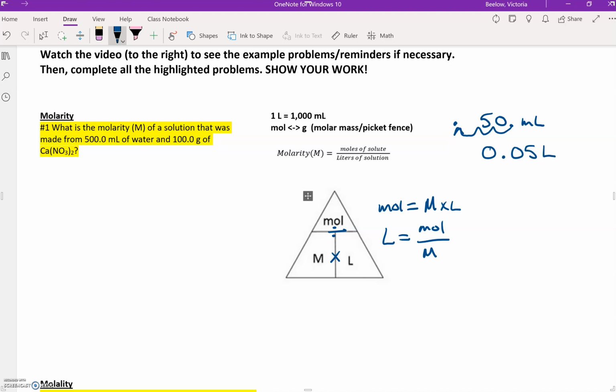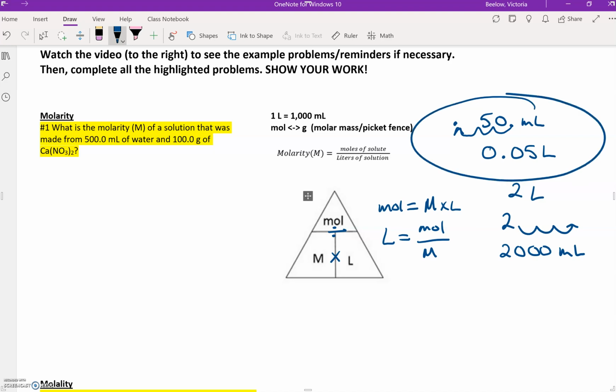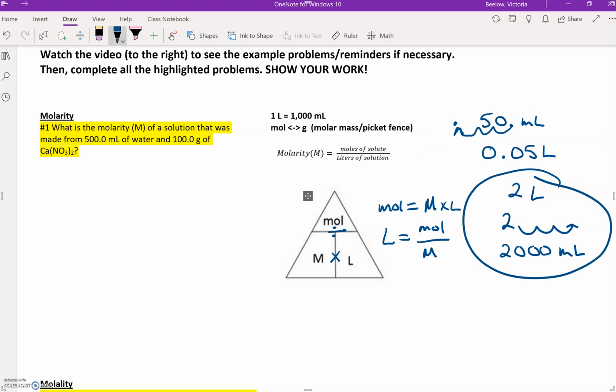And if I was going from, let's say, 2 liters and I wanted to get that into milliliters, you would simply move the decimal 1, 2, 3 places to the right. So that would be 2,000 milliliters. So you can move the decimal, or you can always set up a picket fence, or if you're going from milliliters to liters, you can divide by 1,000. And if you're going from liters to milliliters, you can multiply by 1,000.